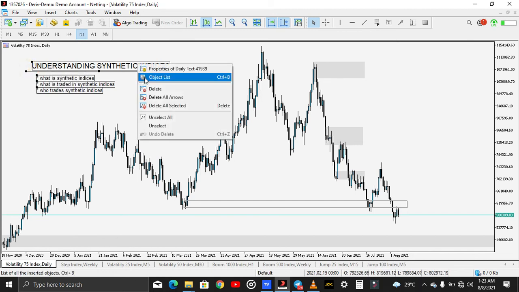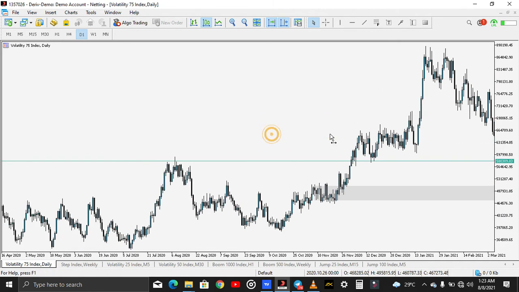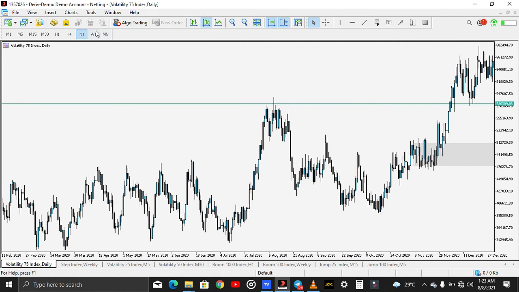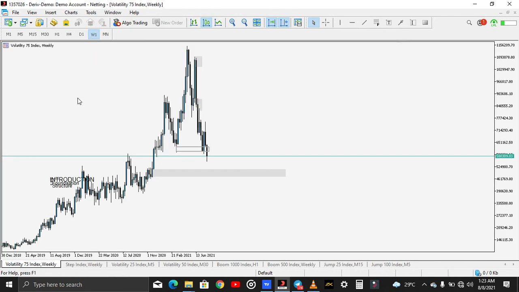Okay, so now can you see the structure of volatility 75? This is the daily time frame. Let's go to the weekly time frame. Can you see the structure of volatility 75? The market is bullish. Now this kind of long correction, price came back to this area, but I'm just trying to focus on market structure.